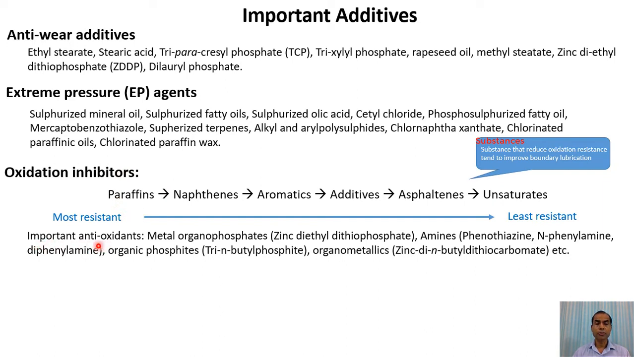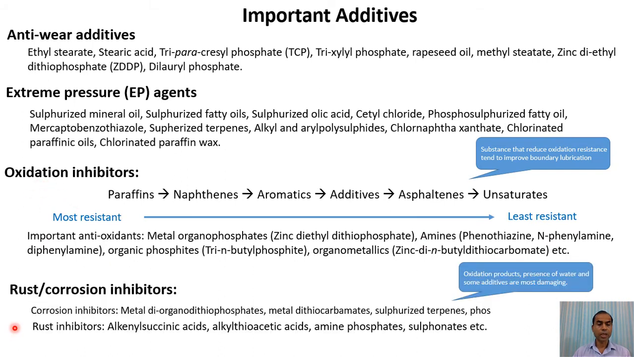So here are some important antioxidants. Metal organophosphates, again ZDDP, which we talked about before, is a very good antioxidant material. Other than that, there are amines, organic phosphites, and organometallics. So these are the compounds which are added in the oil to improve its oxidation resistance property.